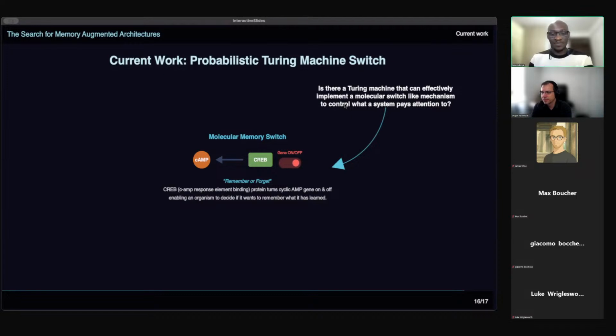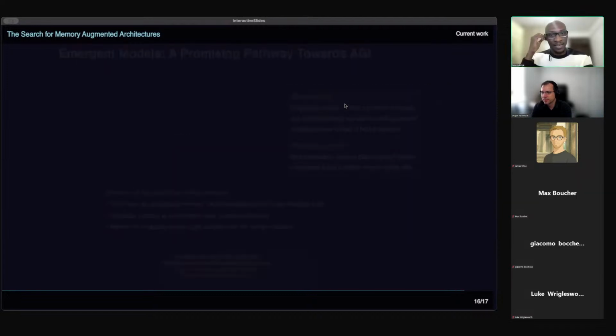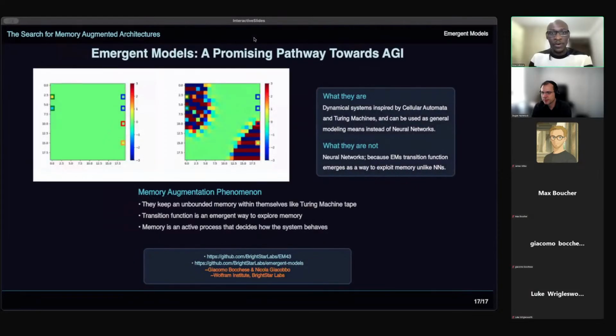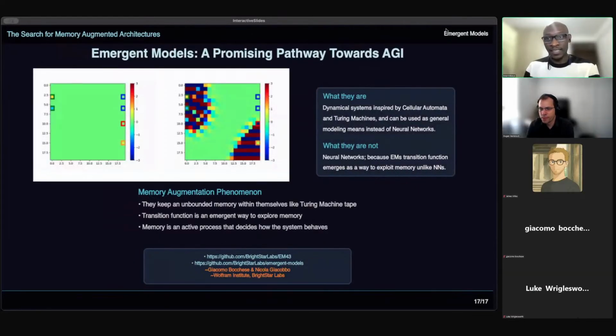Yes, and finally, what is being done currently and in the future is the idea of emergent models. It's something that I'm really curious about, and it's a project being done by Giacomo and Nicola, in association with the Wolfram Institute in Brightstar. I'm curious to see what comes out of this.